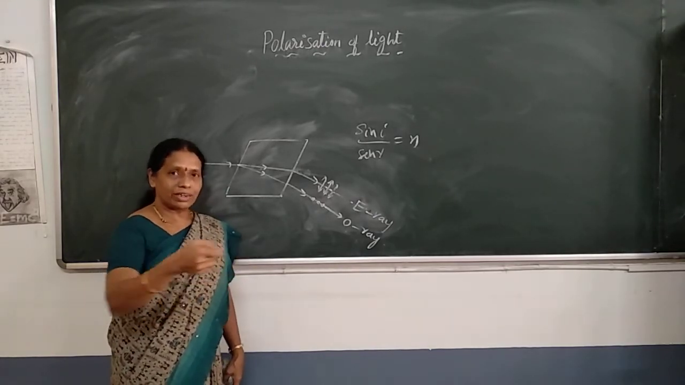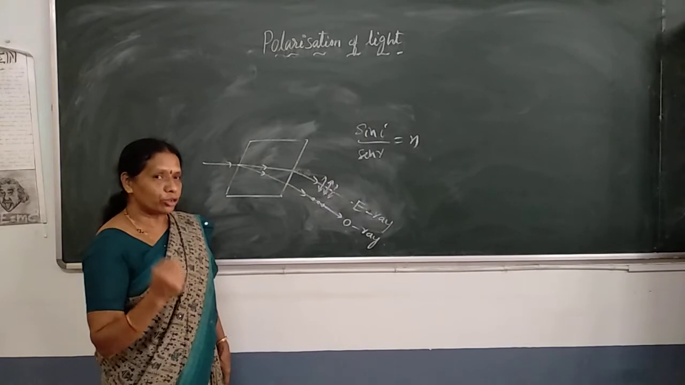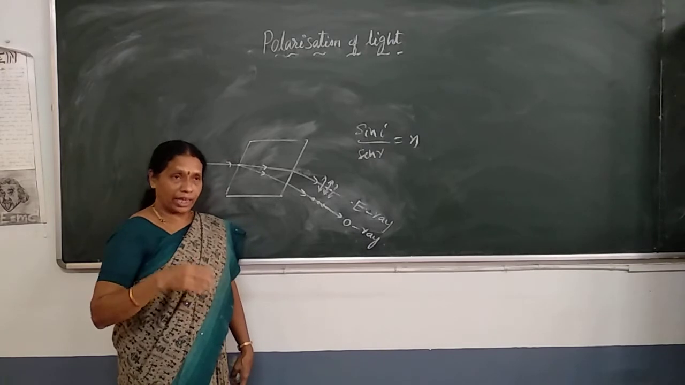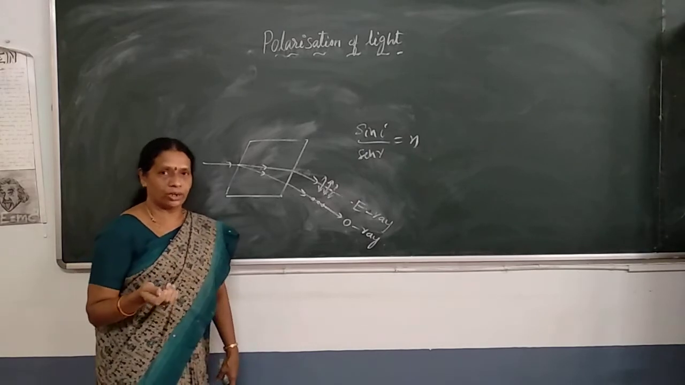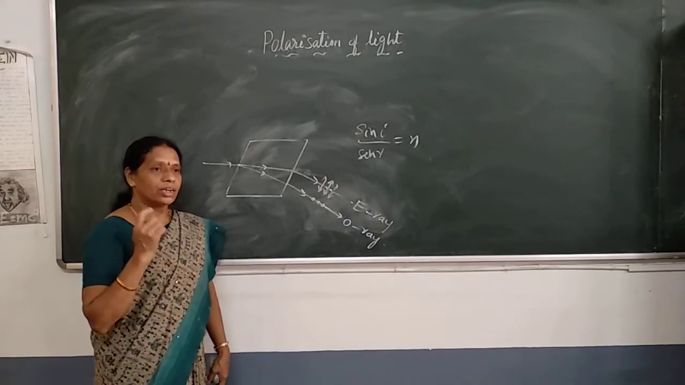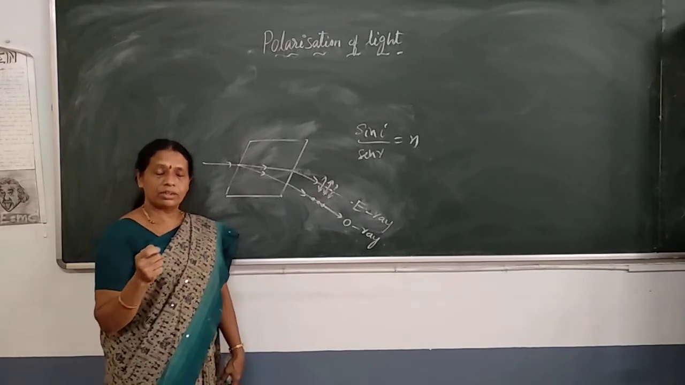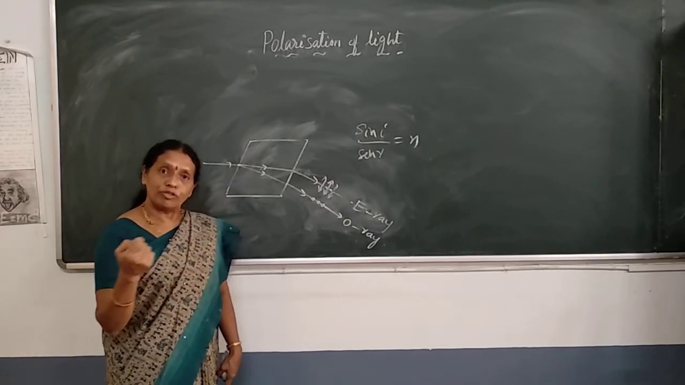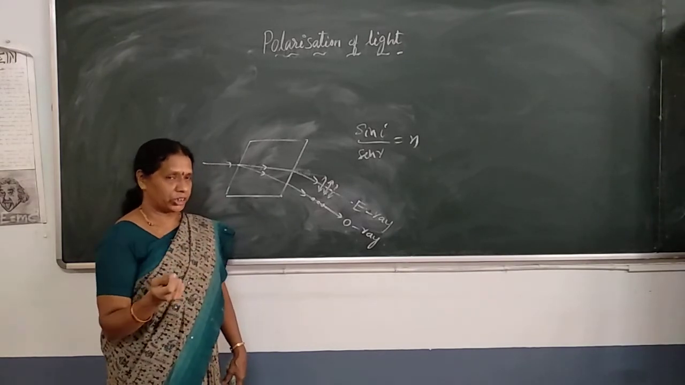Anisotropic means properties are different in different directions or at different points. So the anisotropic crystals show double refraction. In anisotropic crystals, there are two more types: uniaxial crystals and biaxial crystals. Uniaxial means crystals having only one optic axis. Crystals having two optic axes are called biaxial. Only uniaxial crystals produce two rays, E ray and O ray, by the method of double refraction.